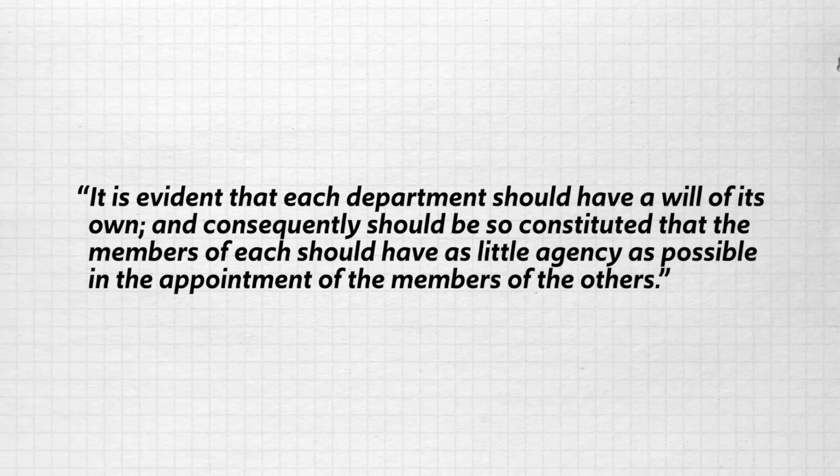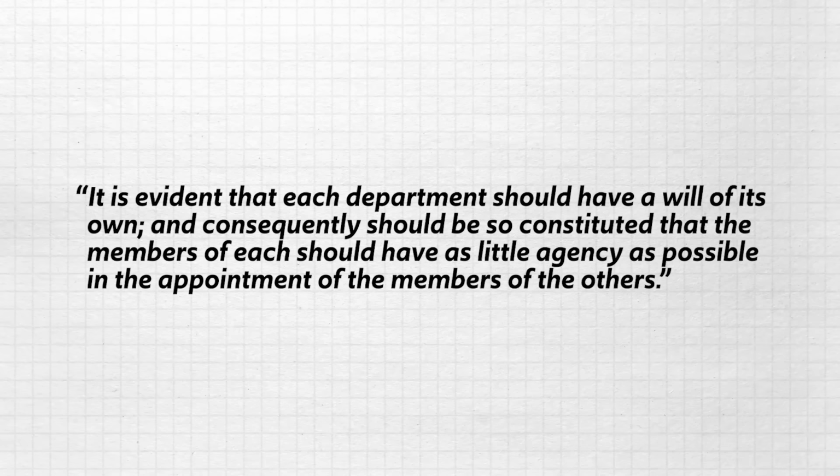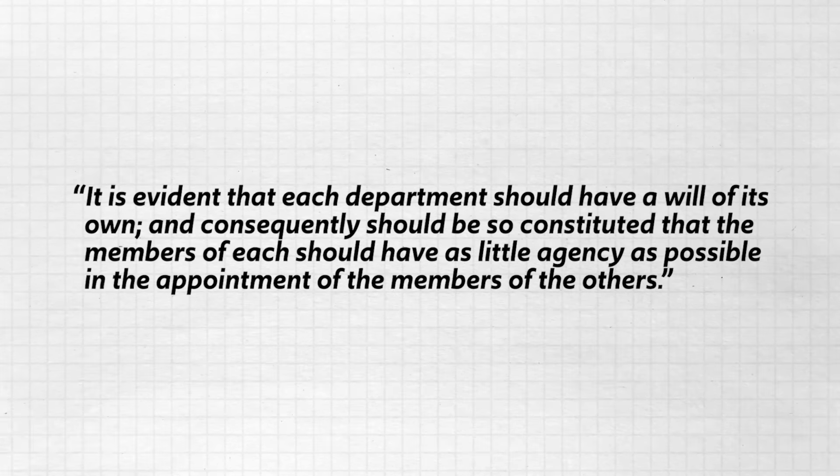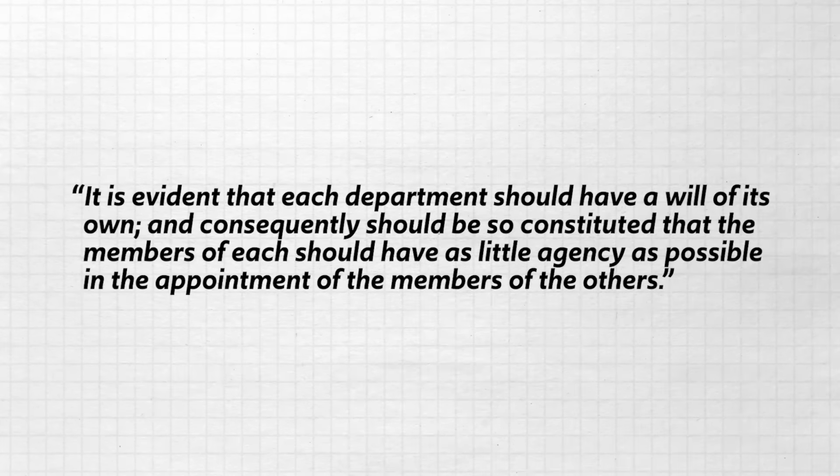Well, first, Madison says, it is evident that each department should have a will of its own, and consequently should be so constituted that the members of each should have as little agency as possible in the appointment of the members of the others. He says each branch needs as much power independent of the others as possible, so they can't go around messing in each other's business, and that power needs to be basically equal between the three branches.